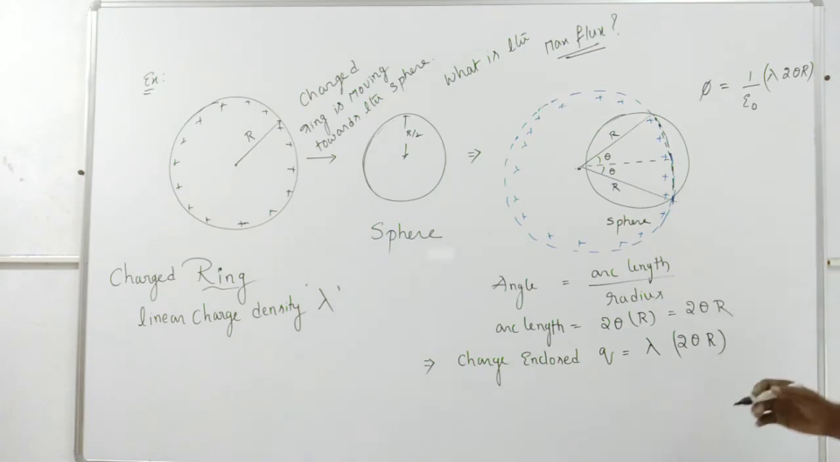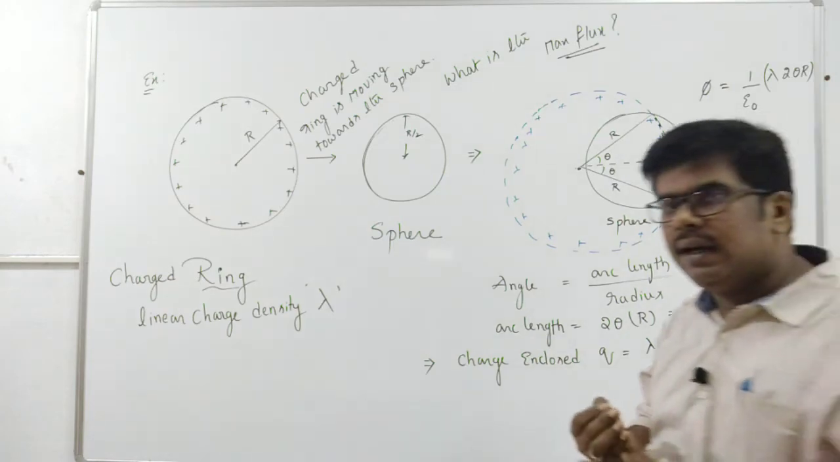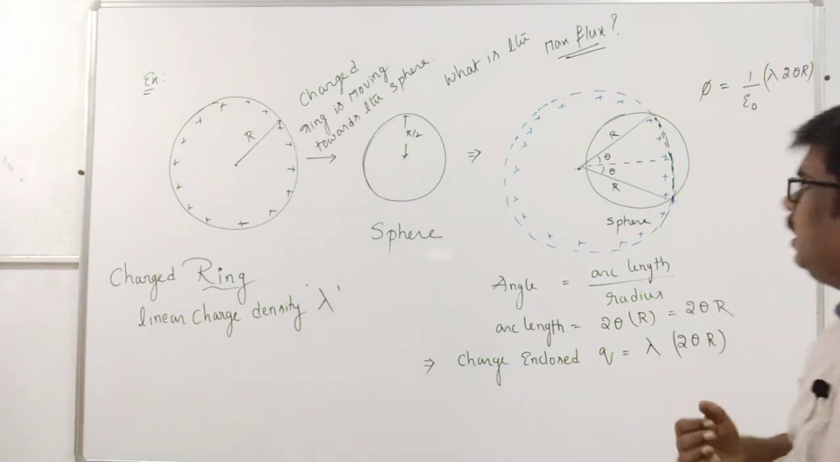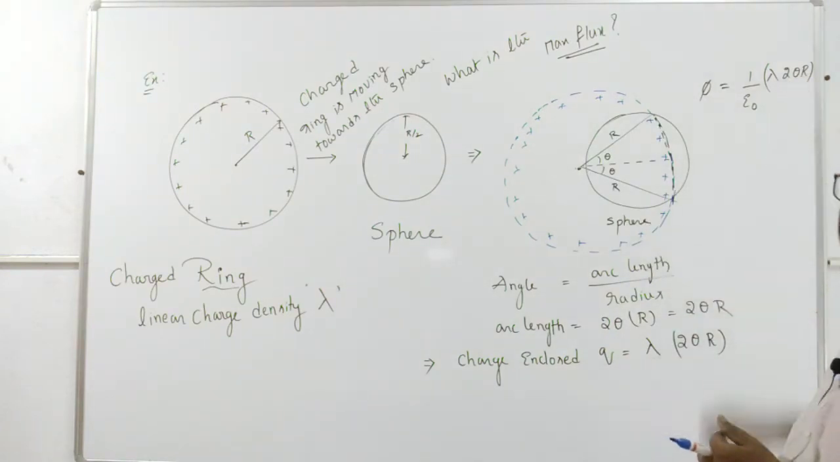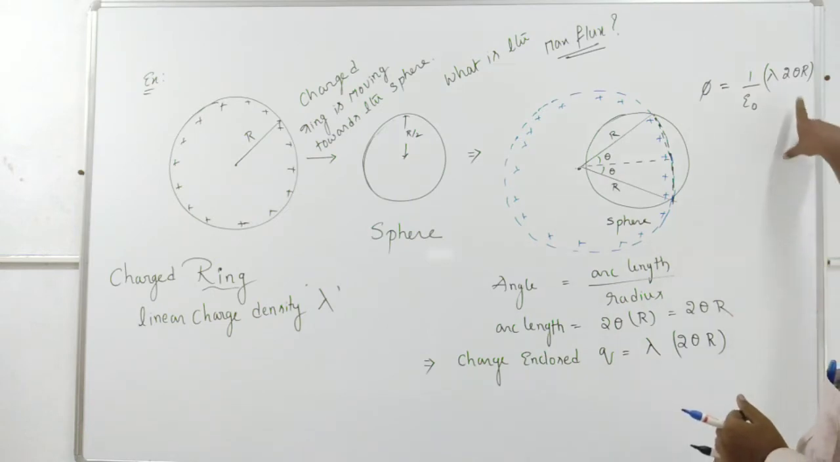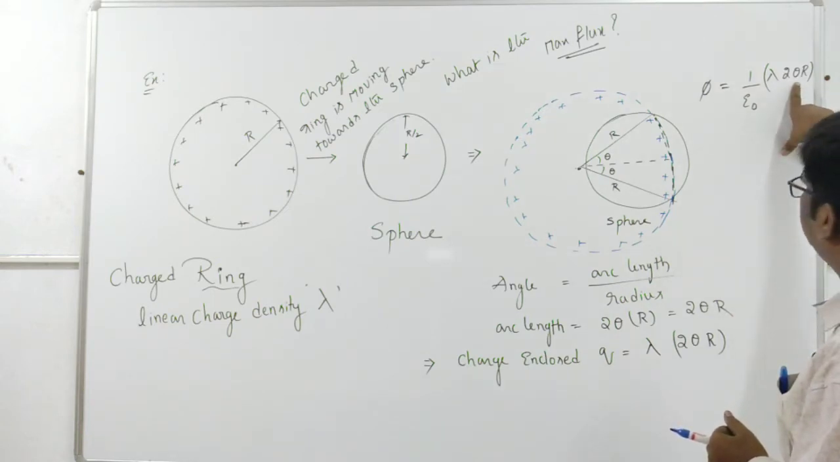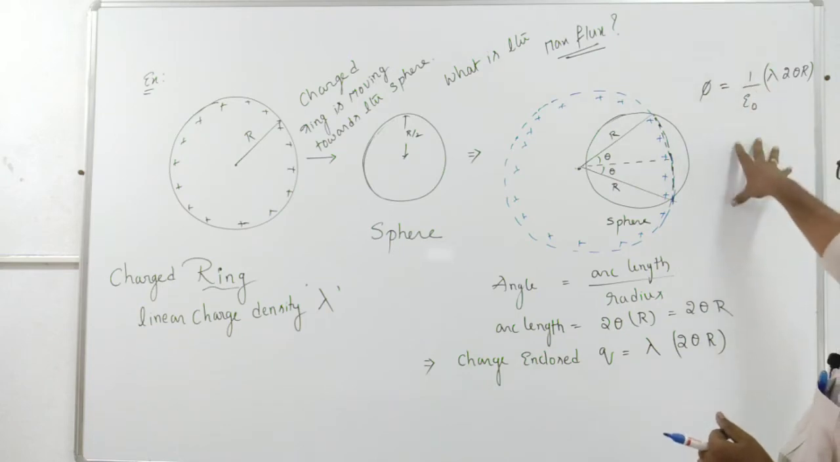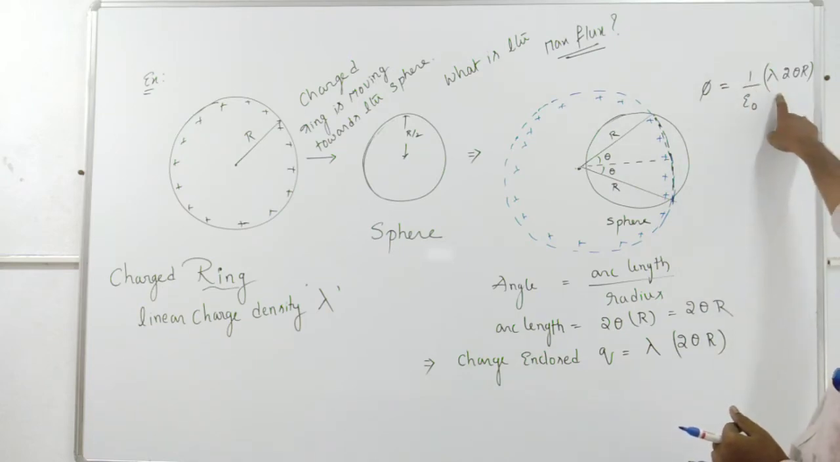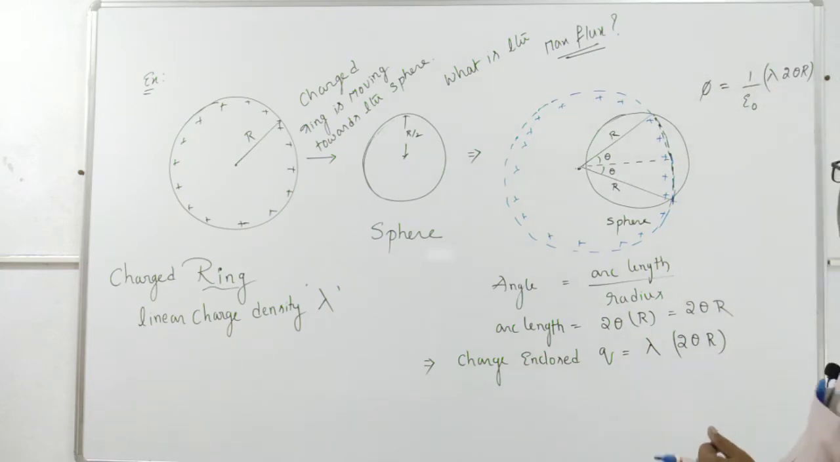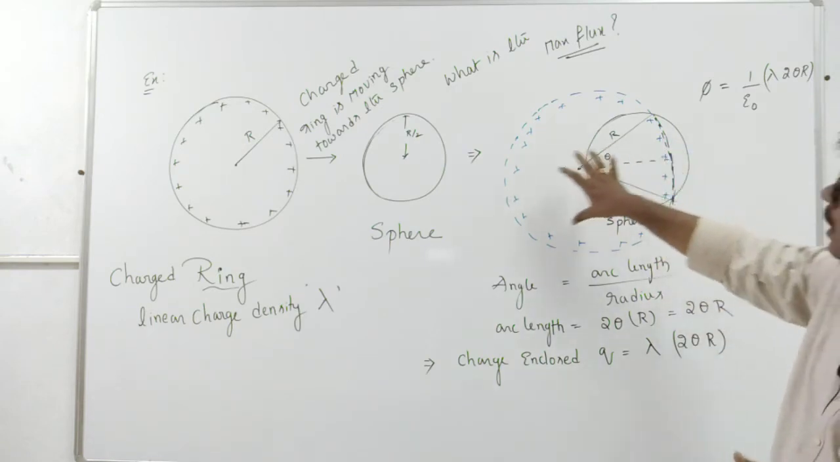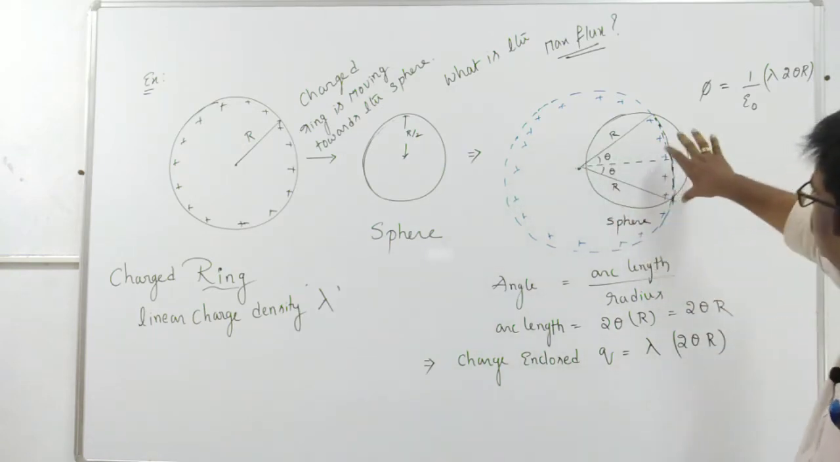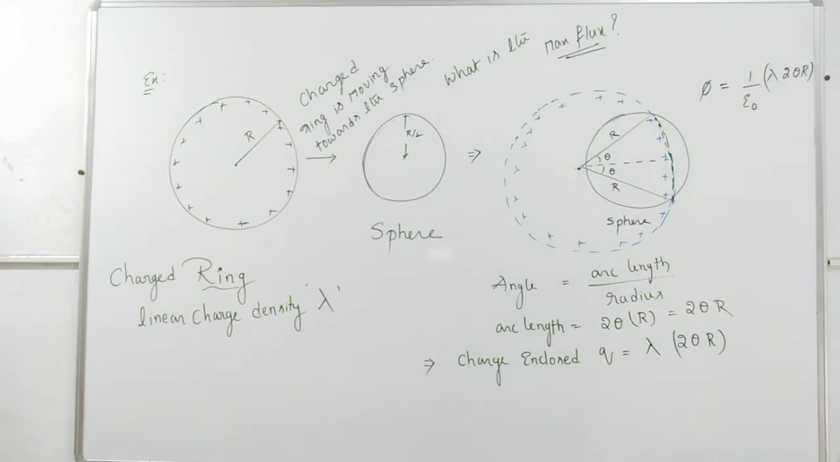And if you ask when the maximum is possible, it is when this angle is maximum, which is possible when the sine value is maximum. So we can discuss it. So the flux through it is nothing but 1 by epsilon naught times lambda into 2 theta r, when the charged ring is passing through the sphere. This is the case we need to understand.